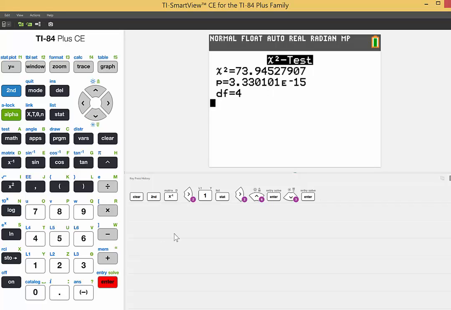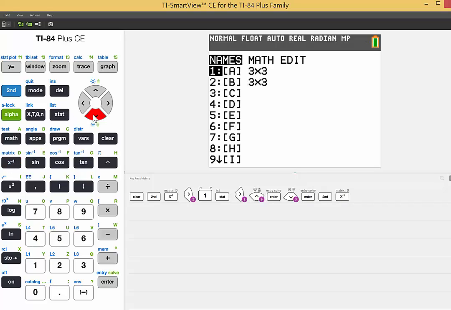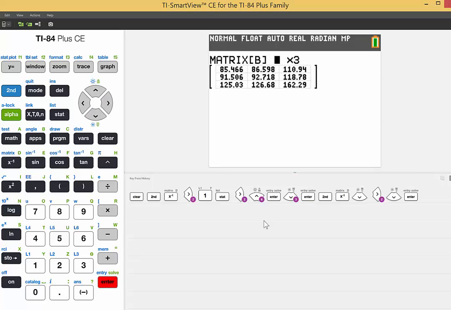Hit Calculate, and here we have our chi-square value, 73.945. Seems like a pretty large chi-square value, and we'll look at that in a second. First, let's look at the matrix that contains the expected values. That would be matrix B, and so we'll go over to Edit and then select 2. And here we have the expected values. And recall that one of the conditions of the chi-square test is that each of the expected values is at least 5. And we can see that each of these expected values are considerably greater than 5.